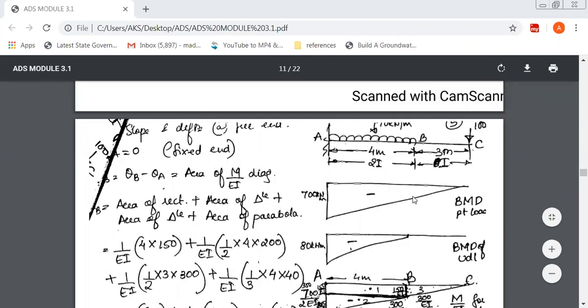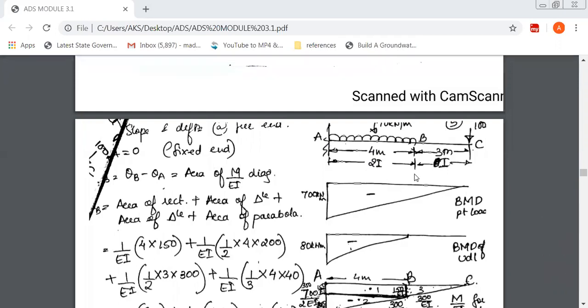The next type of problems are those wherein there is a cantilever loaded with two different loads. In addition to this, there are two different I values. You can see here, the AB span has 2I and the BC span has only I. It means they have different flexural rigidity. So for this type of problem, things are again simple.